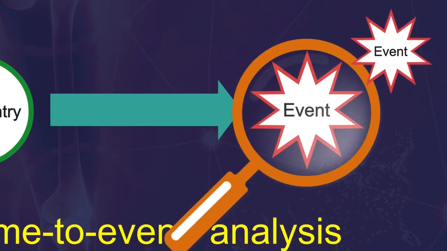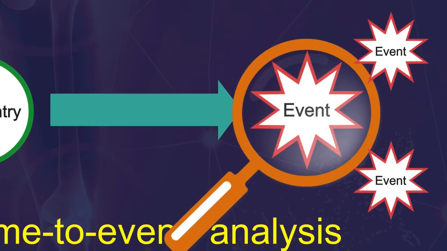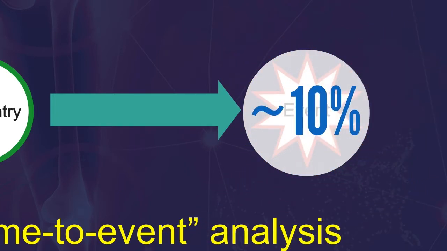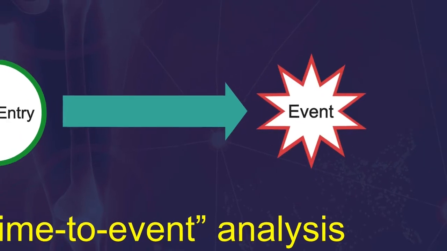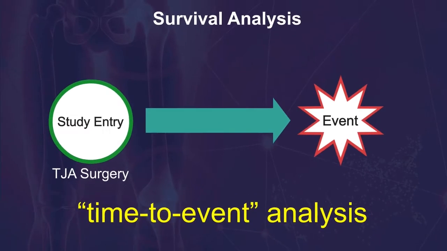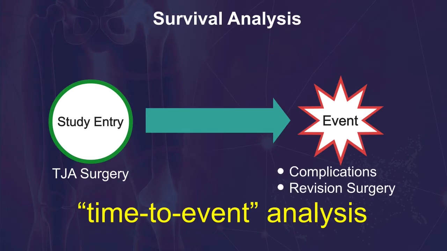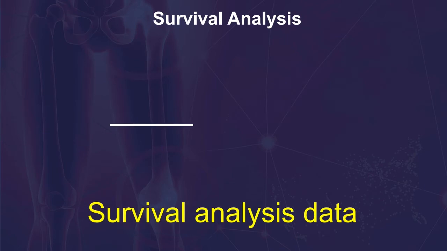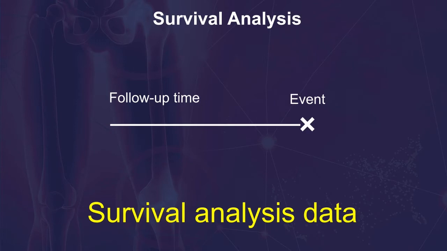that occur during follow-up. In survival analysis, we want to estimate the occurrence rate of an event that occurs after study entry. In orthopedics, study entry is typically surgery, and the most common events of interest or outcomes in orthopedics are complications or revision surgery. Survival analysis data are complex because both a follow-up time and an event indicator are needed to correctly describe the occurrence of the outcome of interest.